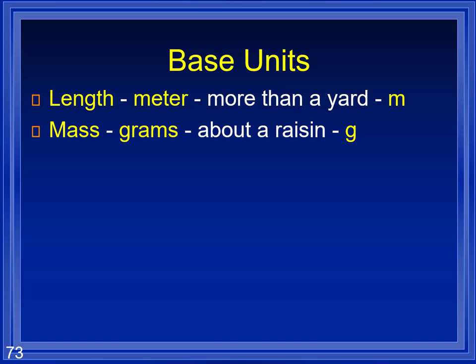Now, the unit of mass, and mass we think of as weight. Technically, it's not the same thing, but mass is weight. So where we would use pounds and ounces, they use grams. Okay? And the gram is the weight of about a raisin. So it's a tiny mass. And its symbol is lowercase g. Okay? The base unit of time is the second.